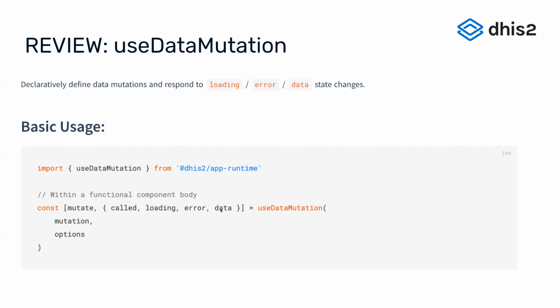And then you have 3 or 4 parameters of an object, which are similar to the use data query case. We have loading, error, data, and a called state. And I'll get into what that does in a minute, because that's the same as doing a use data query with the lazy parameter. You pass the mutation, which I'll get into in just a moment, and some options to that hook.